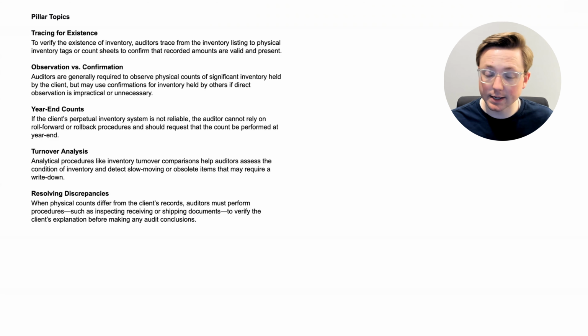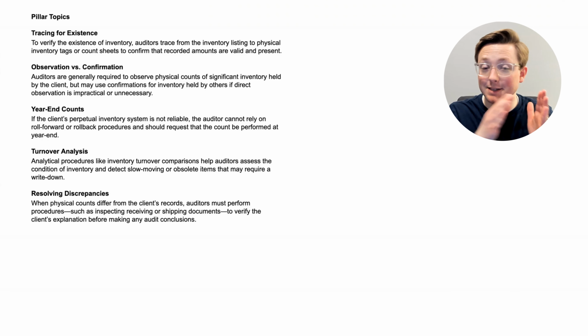Now let's talk about year-end counts and why this would be affected by a perpetual inventory system. If the client's perpetual inventory system is not reliable, and again, a perpetual inventory system is a system that is constantly updating. It's not periodic, where they only check how much inventory there is once in a while. This system is constantly changing. If it's not reliable, the auditor cannot rely on roll forward or roll back procedures and should request that the count be performed at year end, again, to try to make sure that it is as accurate as possible.